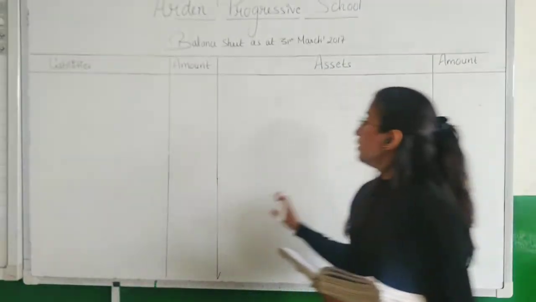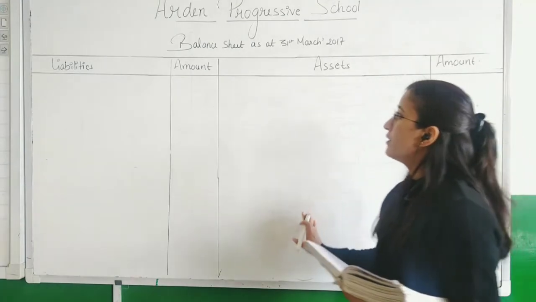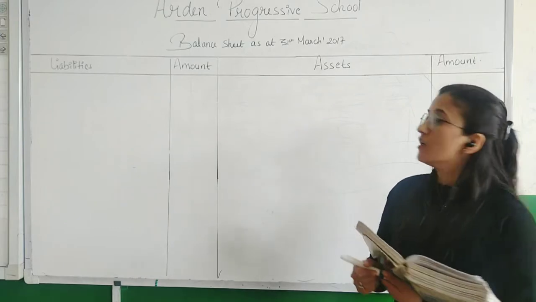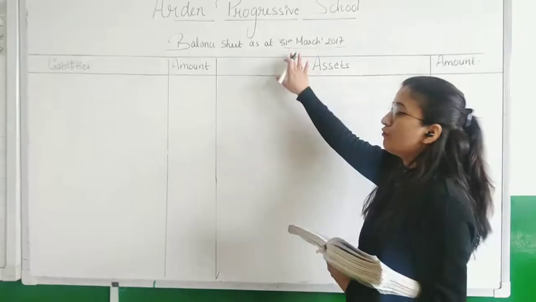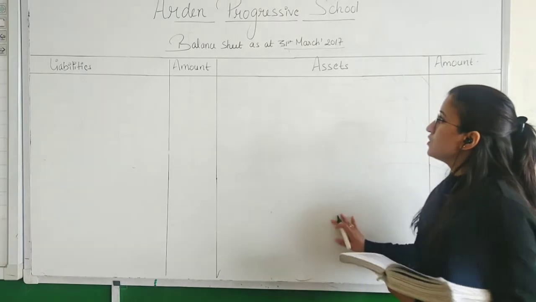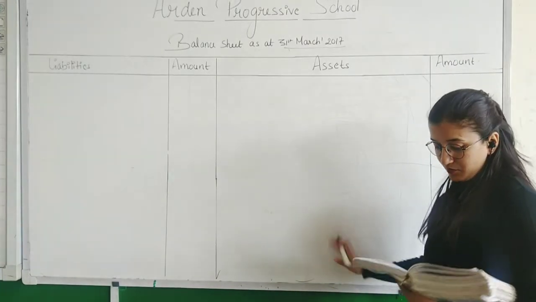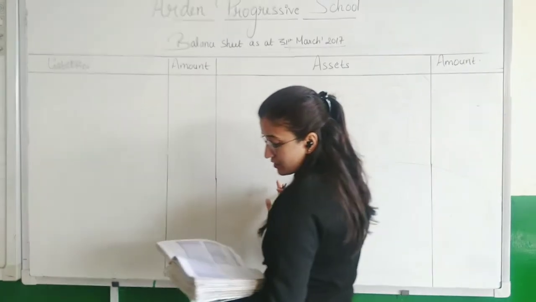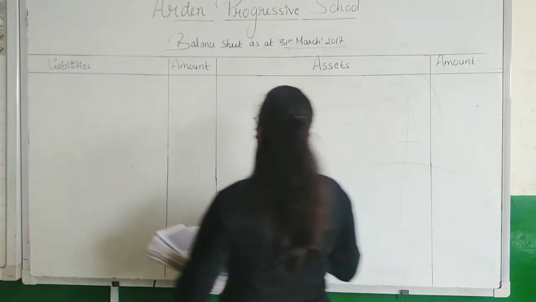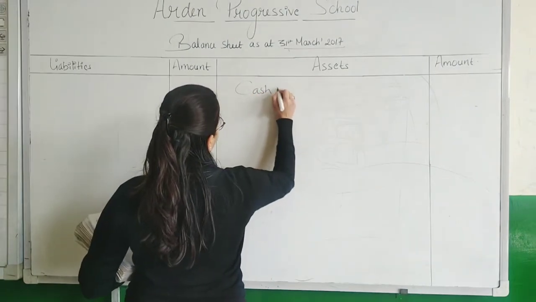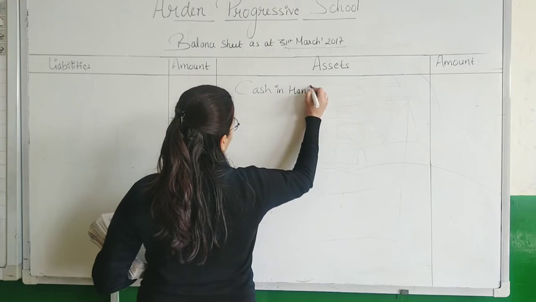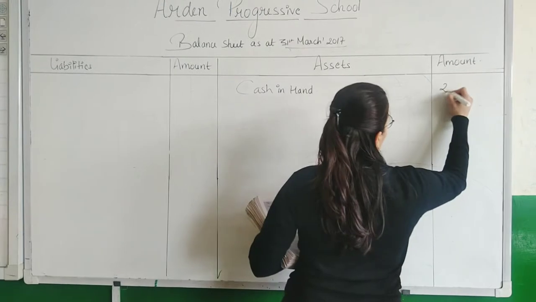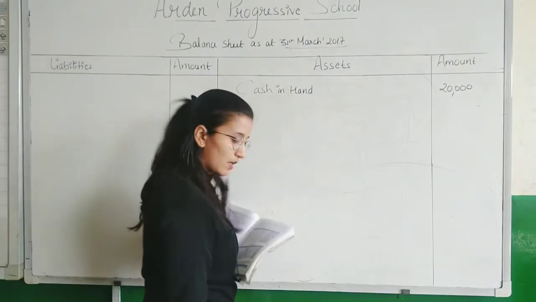So we'll start the answer by writing balance sheet as at 31st March 2017. This is the period for which the balance sheet will be prepared. First we will write the asset items. According to this, first we have to write them in liquidity order. First item will be cash in hand. As we know, cash in hand means the amount of cash which remains in the hand of the business. This is amounting to rupees 20,000.